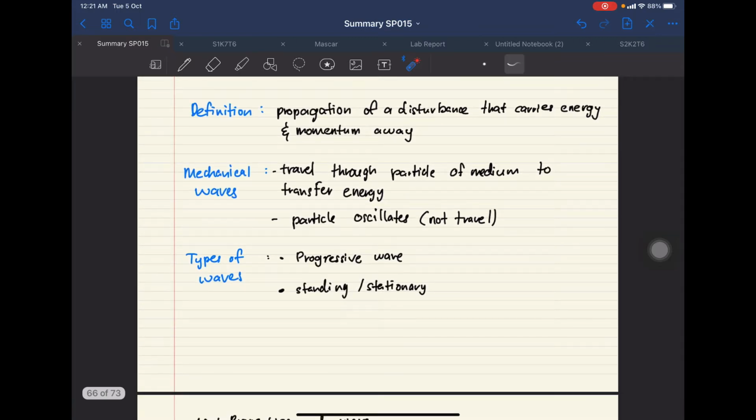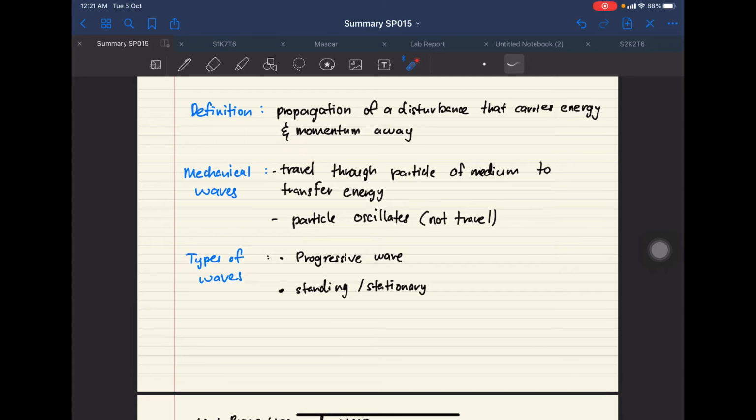Okay, a wave is defined as the propagation of a disturbance that carries energy and momentum away. Propagation is more like a motion of a disturbance. You can imagine it as something like a ripple that carries energy and momentum away. So remember that the wave carries energy and momentum.